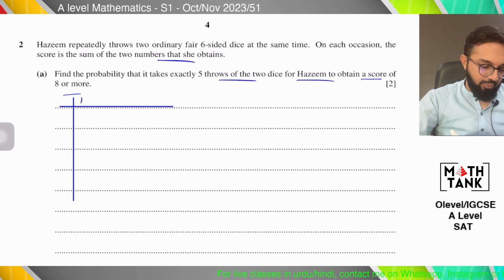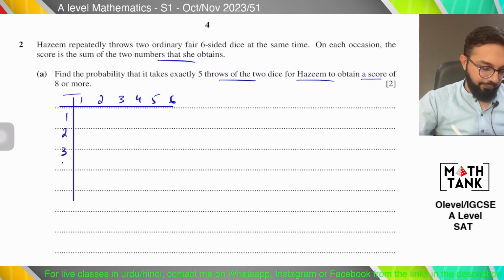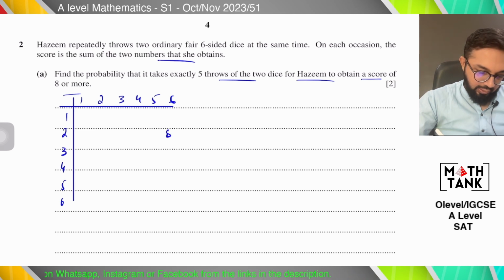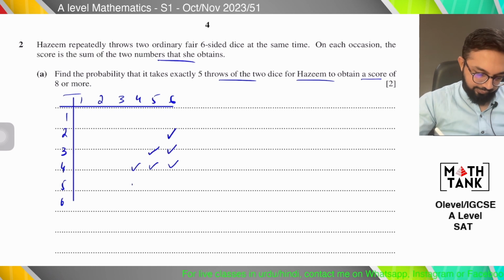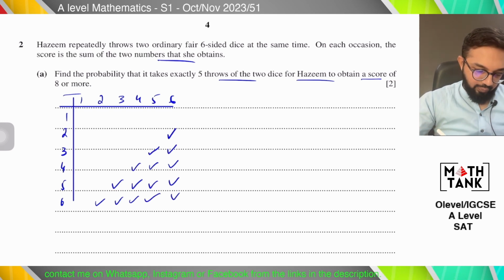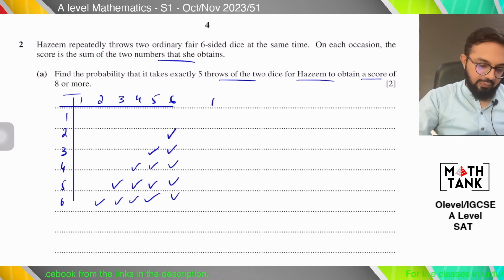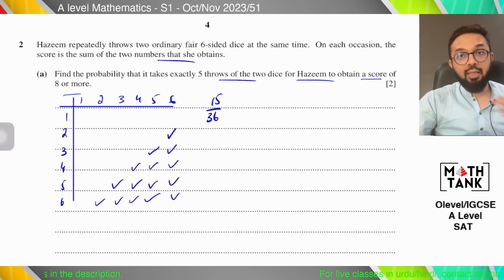How many occurrences of 8 or more? 1, 2, 3, 4, 5, and 6. 1, 2, 3, 4, 5, and 6. So 8 or more would be 6 and 2 is 8. Let's just put tick marks. So lots of outcomes actually. So 1, 2, 3, 4, 5, 6, 7, 8, 9, 10, 11, 12, 13, 14, and 15. So that's 15 out of 36. So that's my success on one throw.